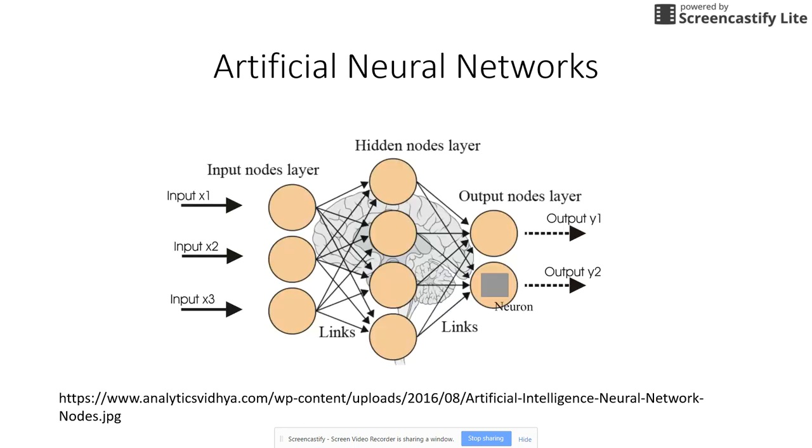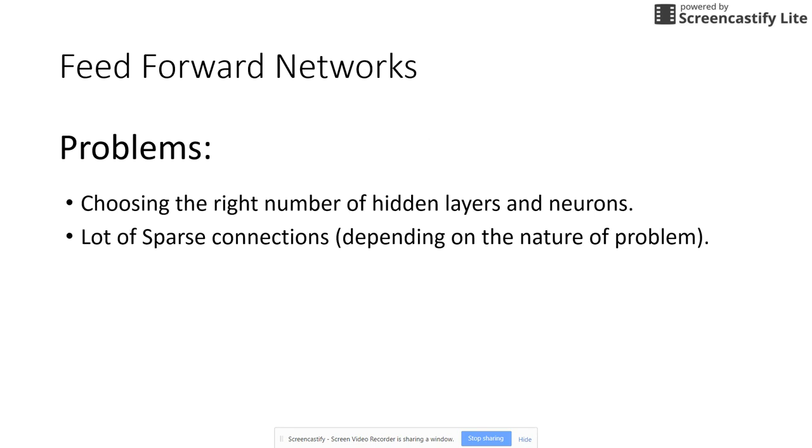So the first is artificial neural networks. This is what we use to train a typical network. It has a series of input layers and then output layers and the hidden nodes to capture the knowledge of the data. Typically, feed-forward networks are used, but the problems are choosing the right number of hidden neurons and layers, and there is also a lot of sparse connections.